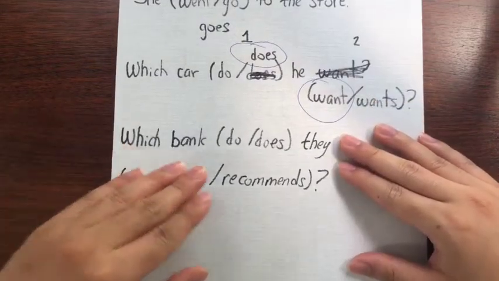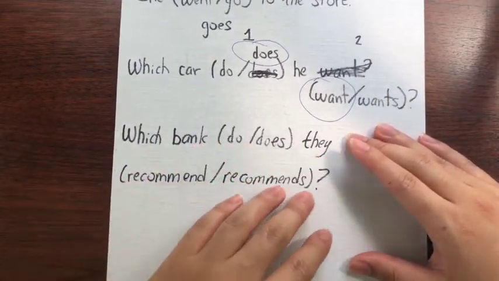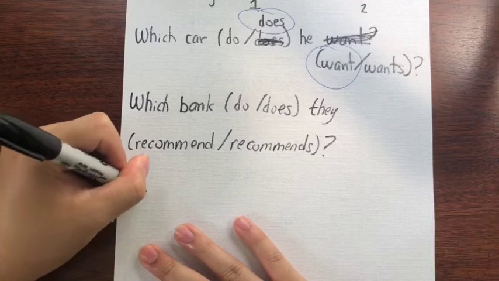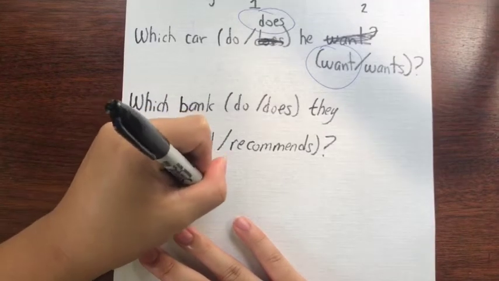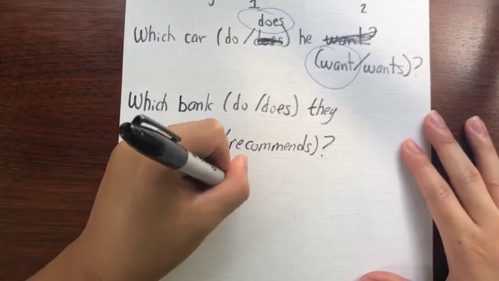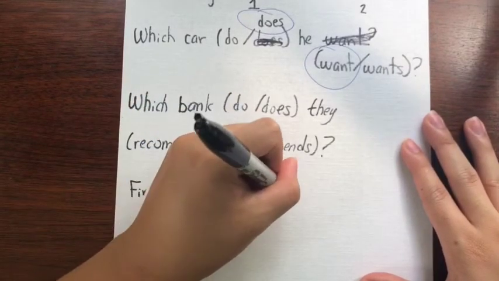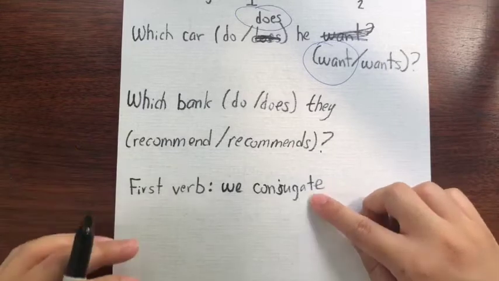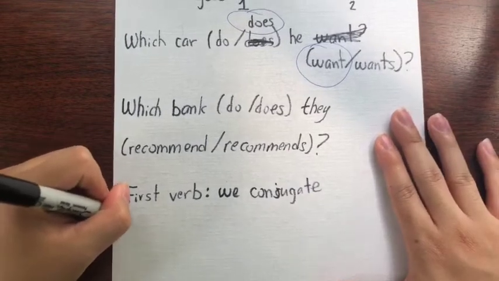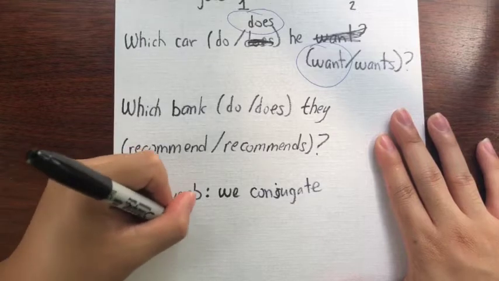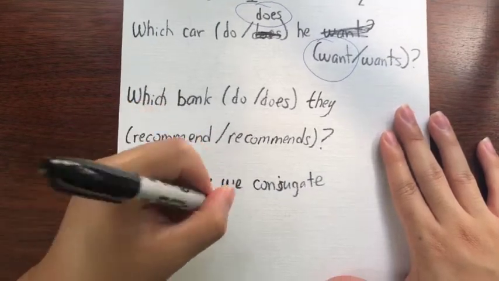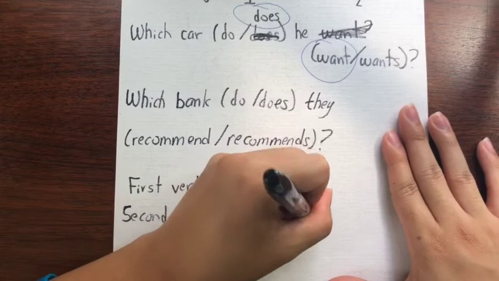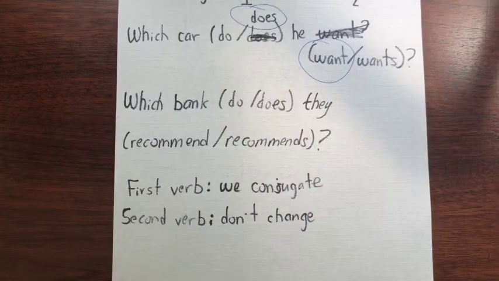What about this sentence? Which bank do or does they recommend or recommends? Okay, so for the first verb, we conjugate. I'm going to use the word conjugate today. If you speak Spanish, conjugar. Second verb, we don't change. So conjugate means to change.